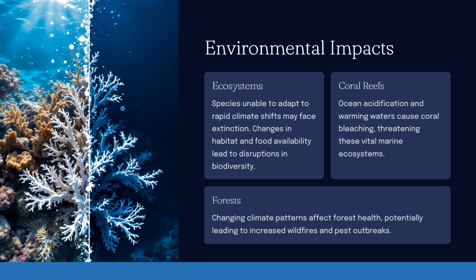Forests. Changing climate patterns also affect forest health. Warmer temperatures and changing rainfall patterns can lead to more frequent and intense wildfires. Additionally, pests and diseases thrive in warmer climates, further damaging forests. These environmental impacts are just some of the many ways that global warming is harming our planet.